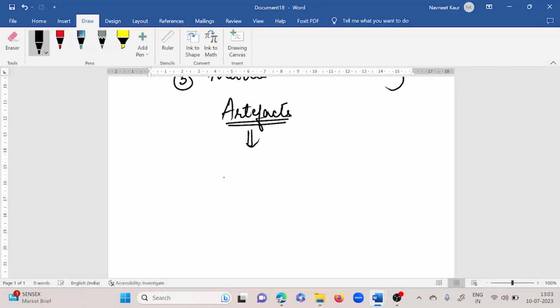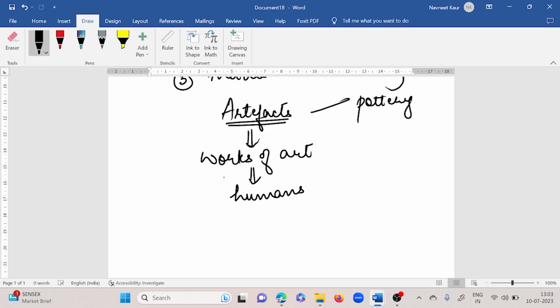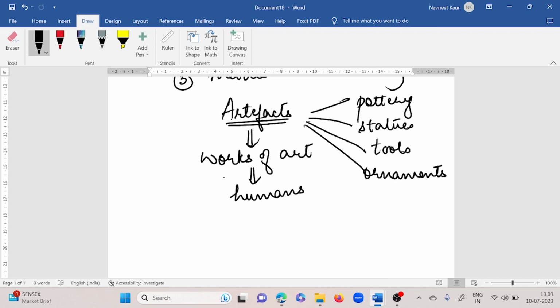So what are artifacts? Artifacts are basically works of art. Who made them? Humans. What type of work are called artifacts? Like pottery, statues, tools, ornaments. So these are known as artifacts. Fine. So artifacts are the works of art made by humans, such as pottery, statues, tools, and ornaments.